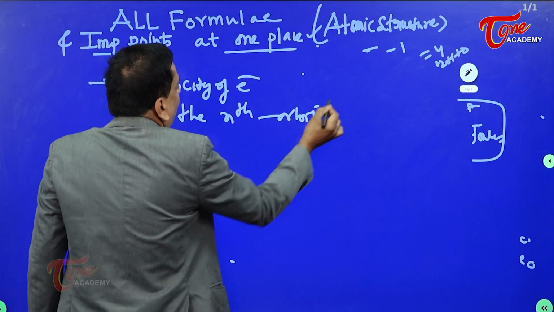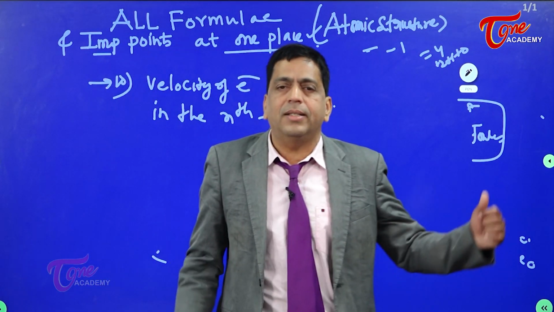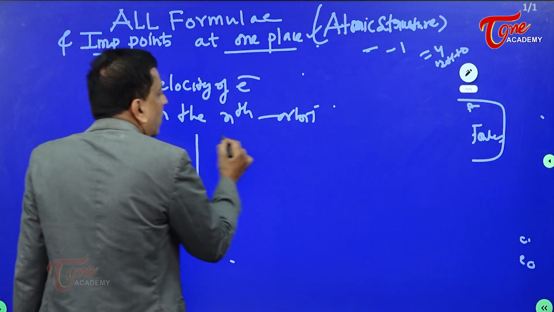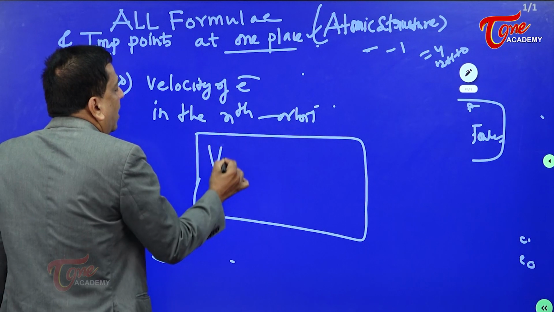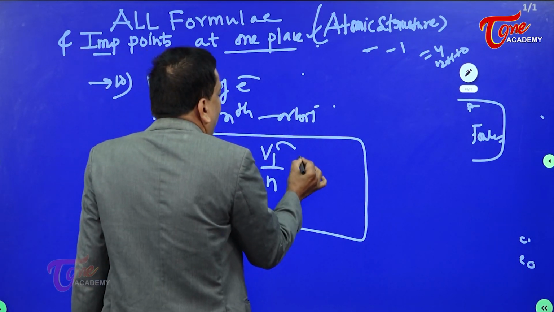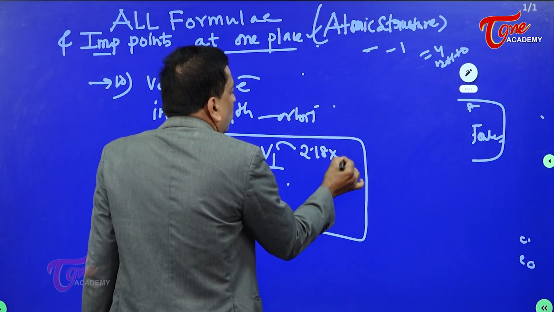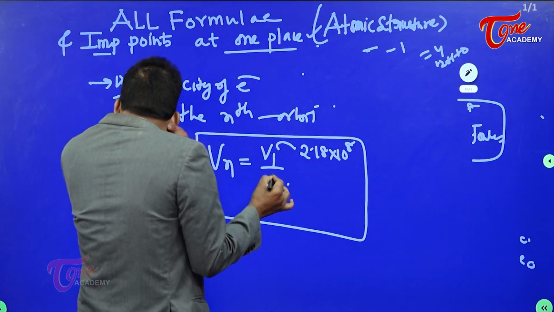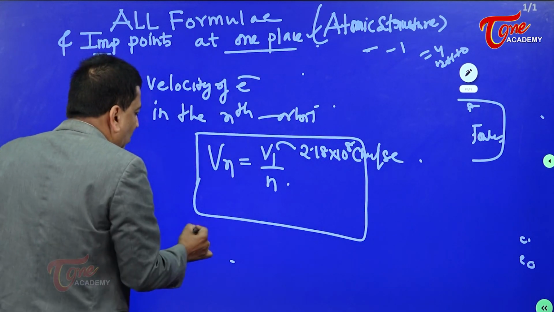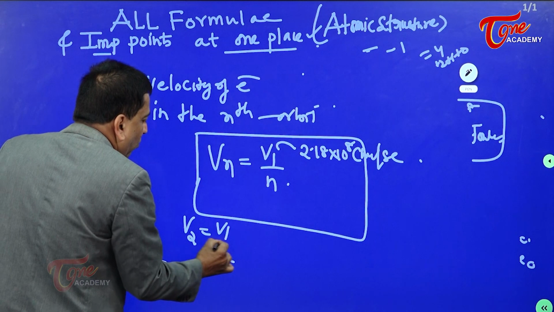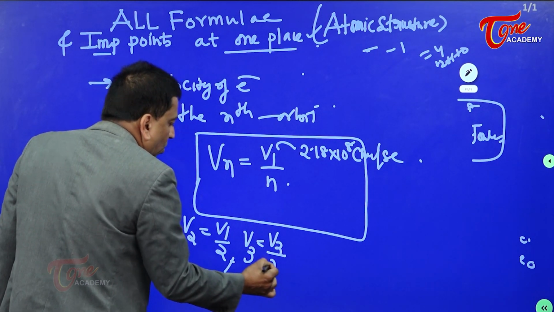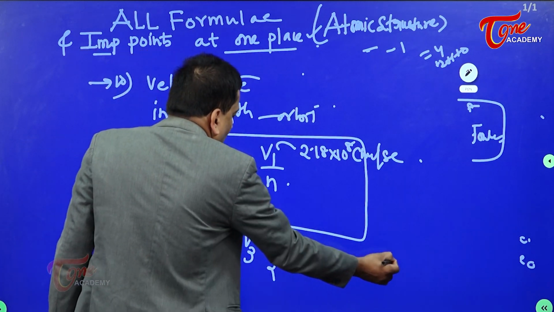In the nth orbit, mind you, velocity of the electron in the nth orbit. And then you can use this formula, Vn is equal to V1 by n, and V1 is 2.18 into 10 power 8 centimeters per second. So I can simply say V2 is V1 by 2 and V3 is V2 by 2. So similarly you must understand.